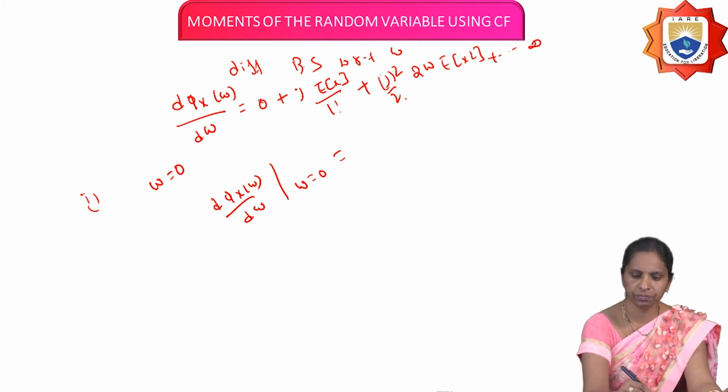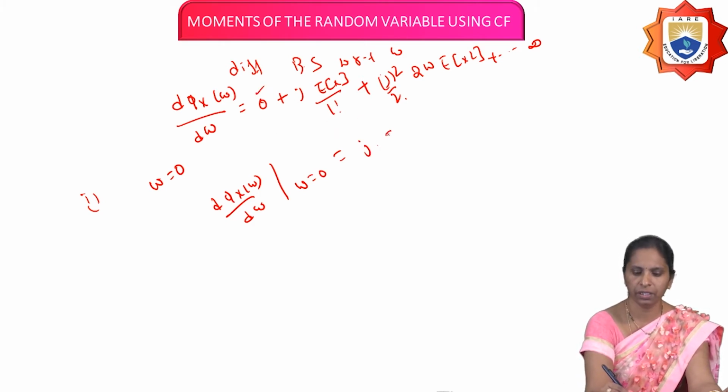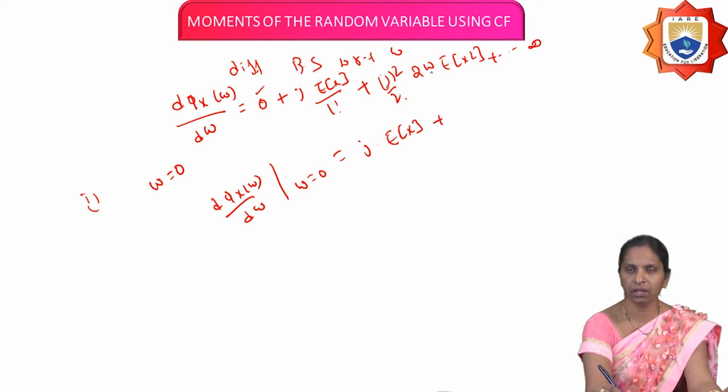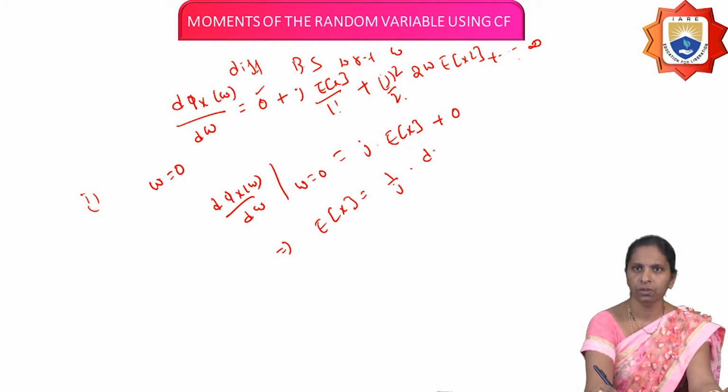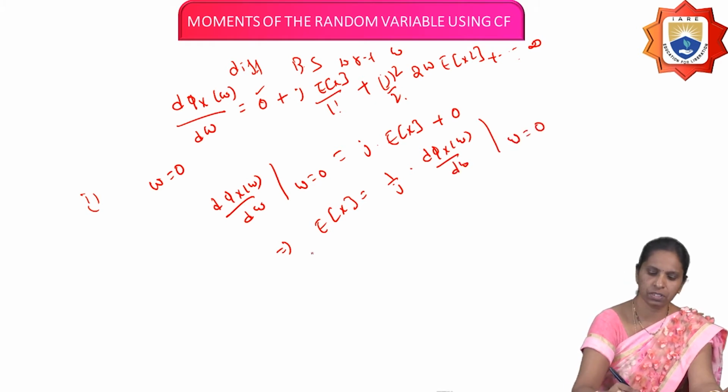And here, this is 0. Here it is a constant. Write down here j into e of x. Plus, when you substitute omega value 0, remaining all those things are 0. So, you are getting a 0. From this, what is u of x equals to 1 by j into d pi x of omega by d omega when omega equals to 0.